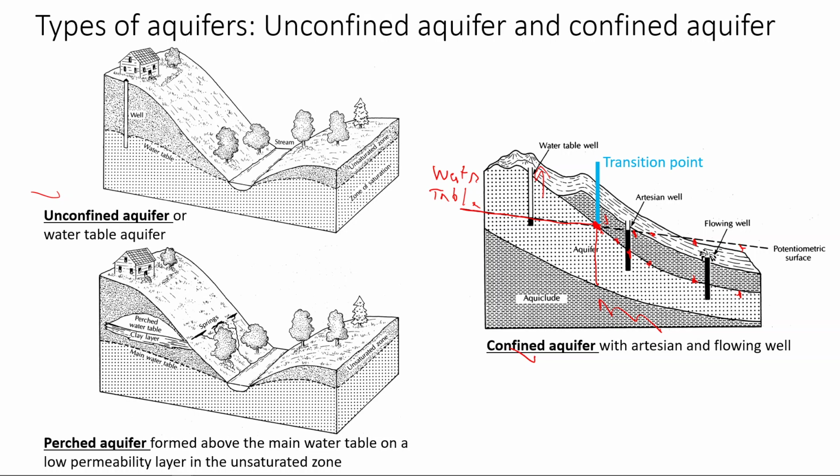Okay, so this we talked about. This is an unconfined aquifer. This is a confined aquifer. Well, actually, there's a third type of aquifer. Remember the perched lake, you could also have a perched aquifer.